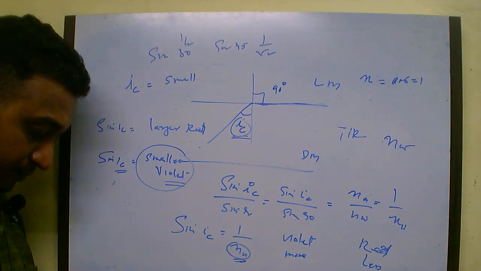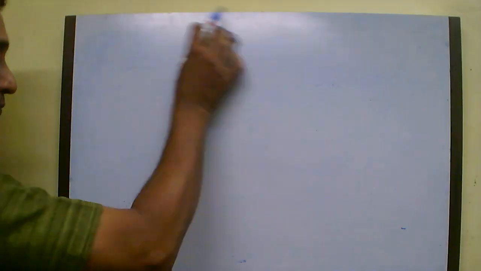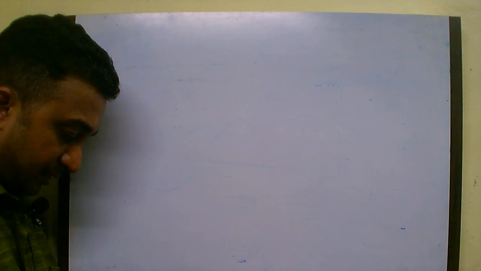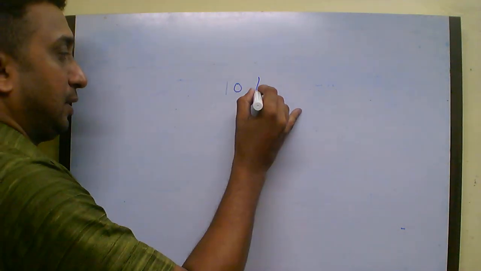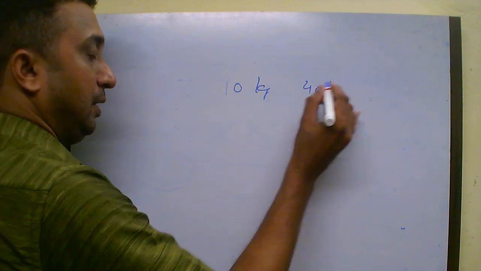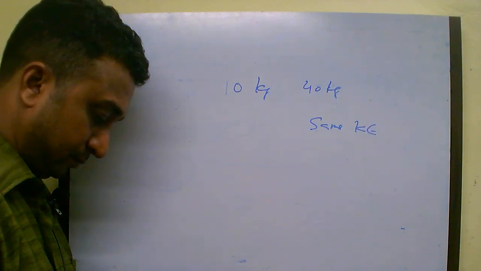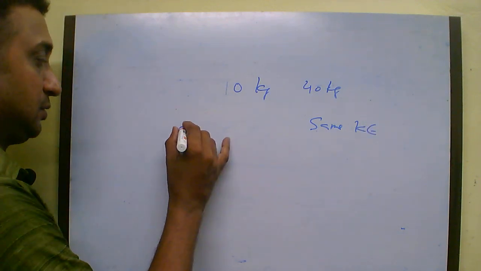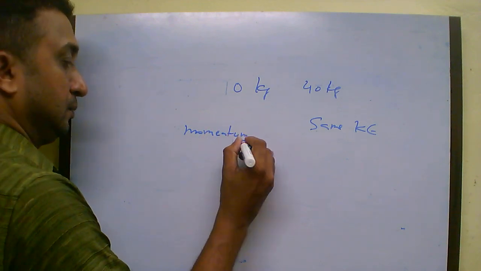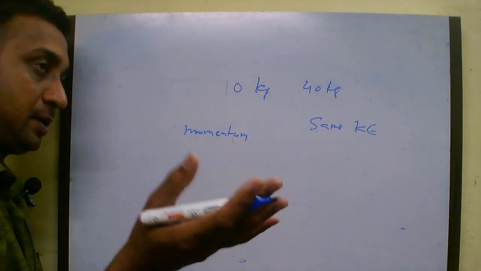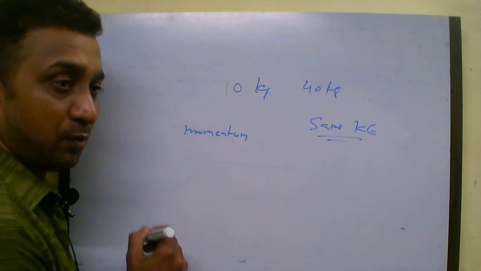Next one is: two objects of mass 10 kilogram and 40 kilogram possess equal kinetic energy. So 10 kilogram and 40 kilogram are possessing the same kinetic energy. What is the ratio of their momenta? So what is the ratio of their momenta or momentum? Singular and plural, momentum and momenta. Same kinetic energy. So how is this kinetic energy and momentum related?